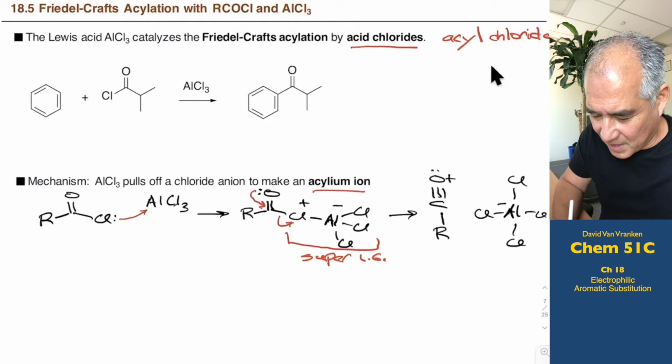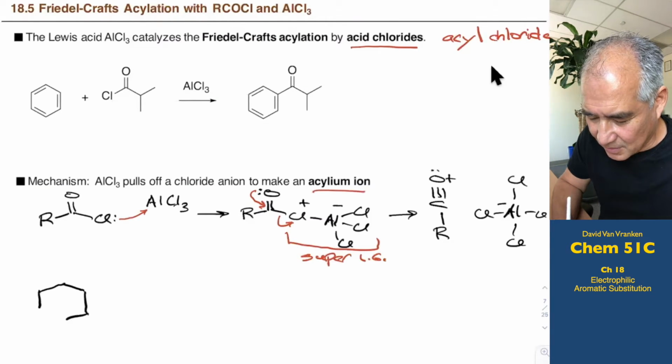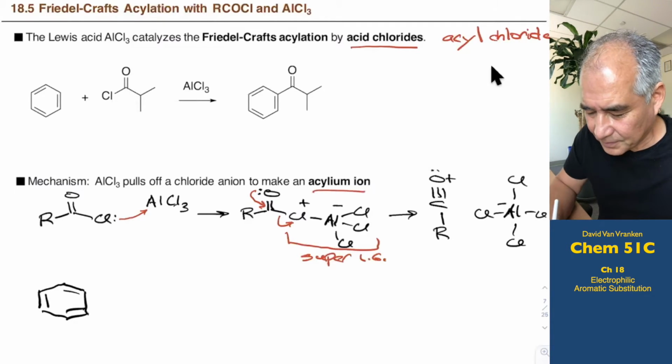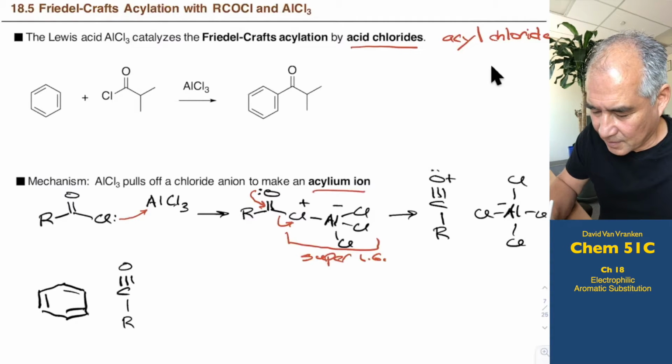So we've got to draw our benzene ring, and it's going to be the same 2-step mechanism that we've seen before. And all we're really doing is changing the electrophile. So let's draw out our acylium ion here. So here's our acylium ion. Put the positive charge on the oxygen, right?